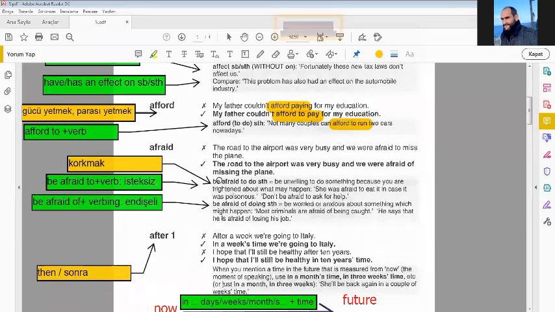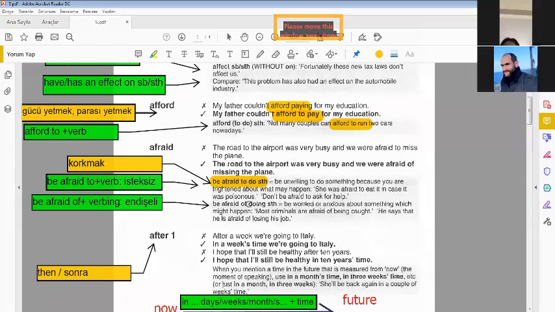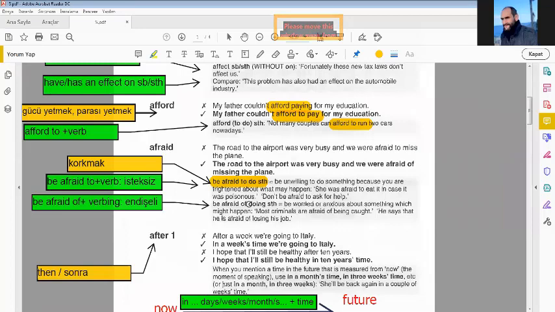So, madam, can you please read this example here? Be afraid to do something. Be unwilling to do something because you are frightened about what may happen. She was afraid to eat it in case it was poisonous. Don't be afraid to ask for help. Okay, thank you. So, be afraid to do something.